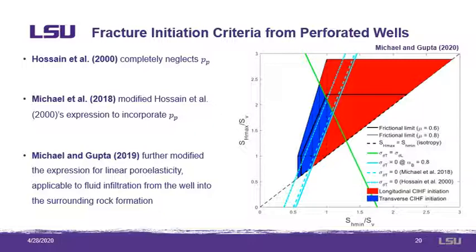The green line is common for all 3. Then we have the modified version, which incorporates static pore pressure, from 2018, which is shown using the dotted cyan line, which imposed a big shift compared to the Hossein original criterion. Then we have the second modified version from 2019, which incorporates fluid infiltration from the wellbore, and is shown by the solid cyan line.